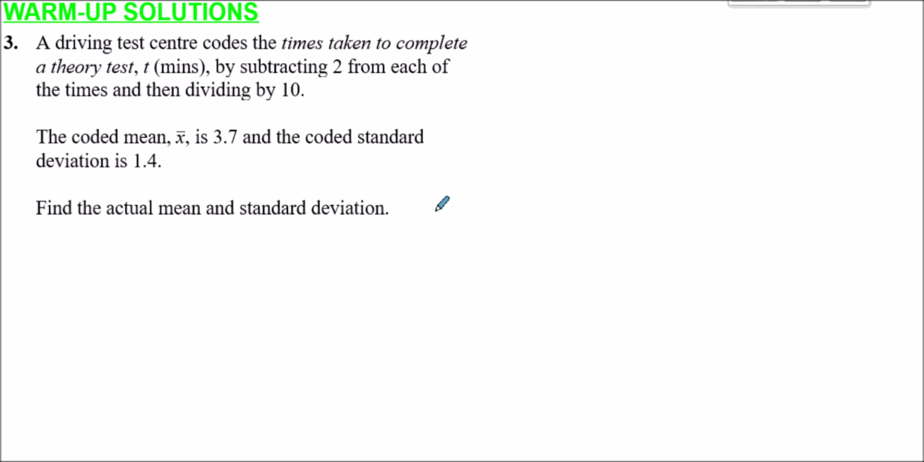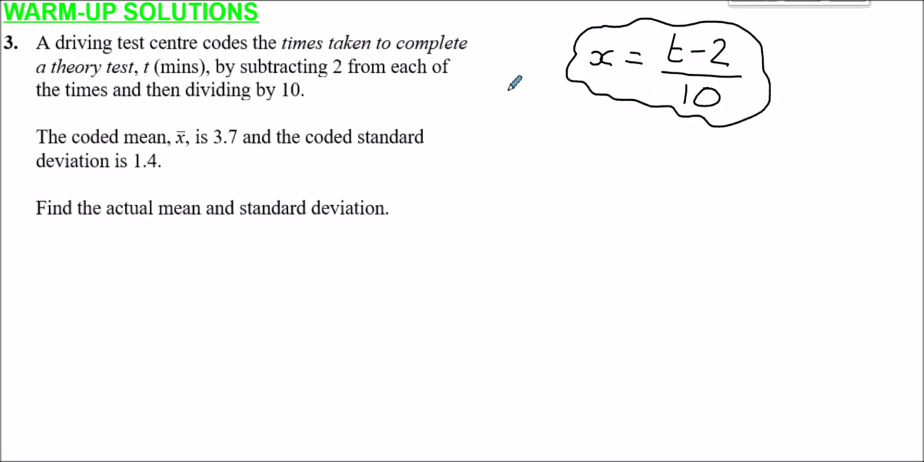Okay, so what I'm going to suggest we do is think of it like this. So we have two variables. We have a variable x and a variable t. And so these x values, we're taking the actual times, t. We're subtracting 2, which we have here, and then we're dividing through by 10. So just have this considered.